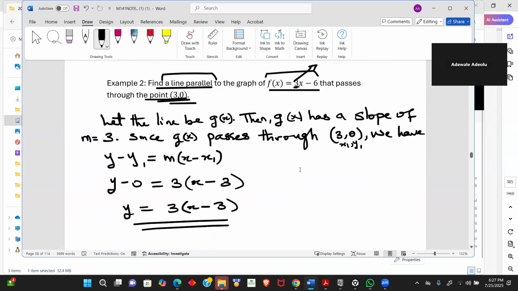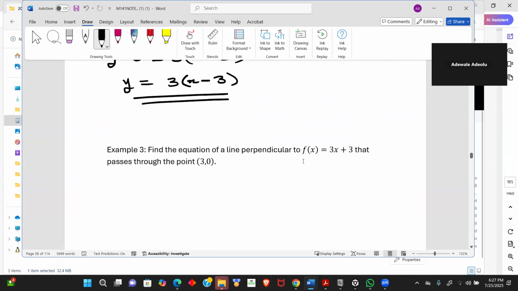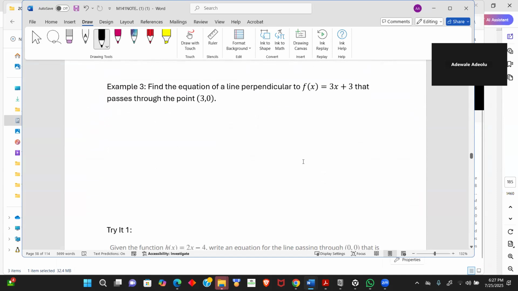I hope that makes sense. Do I have another? Okay, there is another example here. Find the equation of a line. Again, we are looking for a line, but now it is perpendicular to this line. Now, remember that. So again, we can say let the new line be g of x.